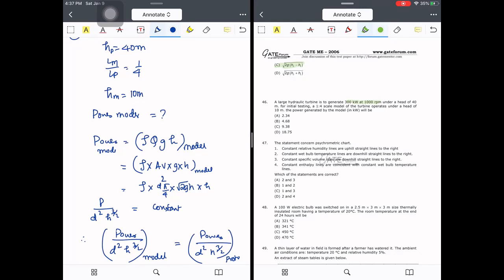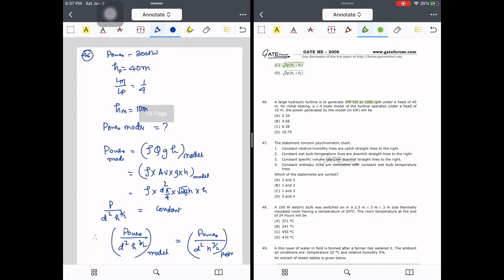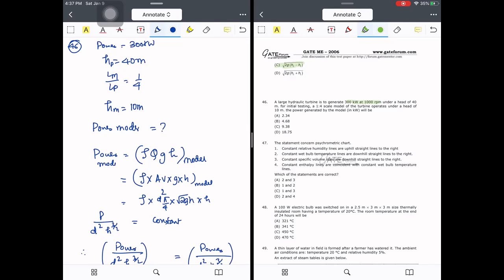Now let us see question number 46. A large hydraulic turbine is to generate 300 kilowatt at 1000 RPM under a head of 40 meter. Initial testing: a 1:4 scale model of the turbine operates under a head of 10 meter. The power generated by the model in kilowatt will be. You see, whenever we come across this question, you don't need to remember all those formulas. You can derive the formula there itself. You see here, we know that power is what?